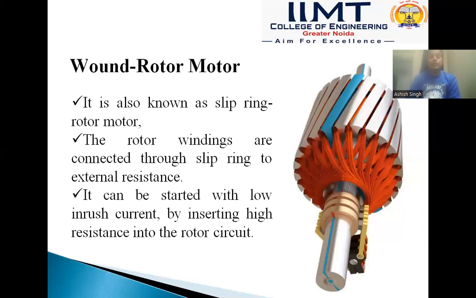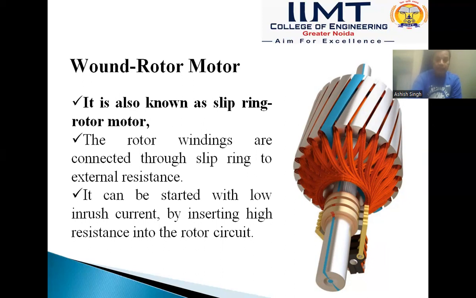And second rotor that is used is wound rotor motor. This type of rotor is also known as slip ring rotor because three slip rings are placed on the shaft of the rotor, on which three-phase windings are connected. So this wound rotor is also known as slip ring rotor.